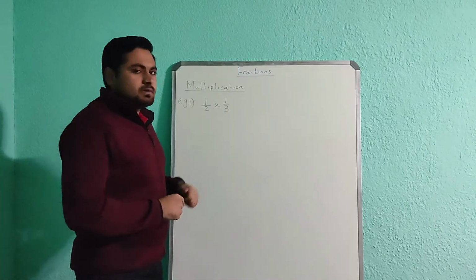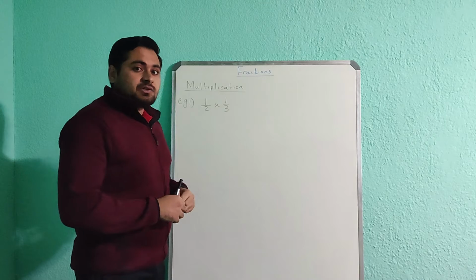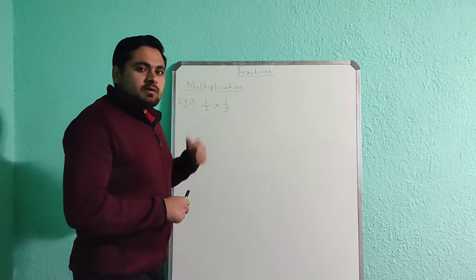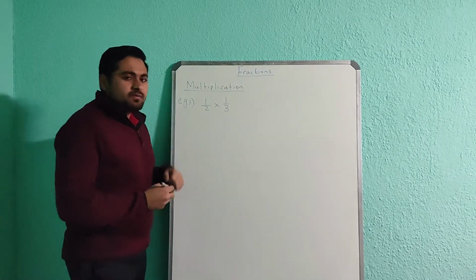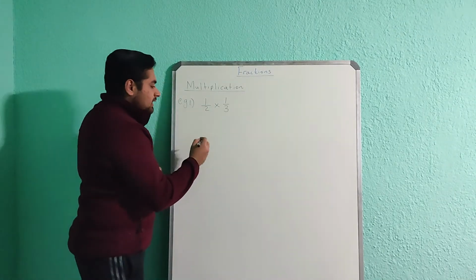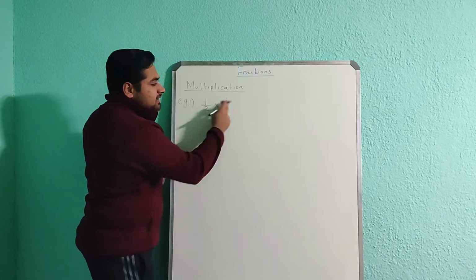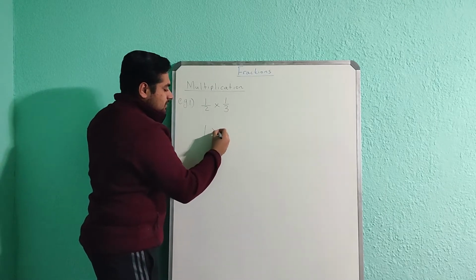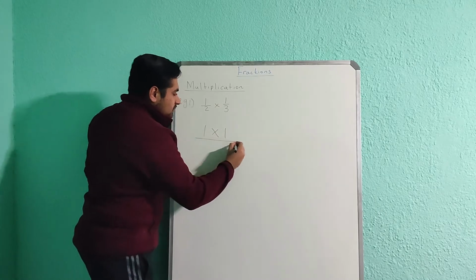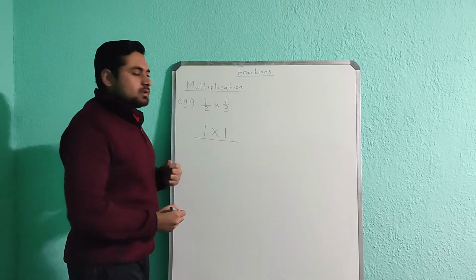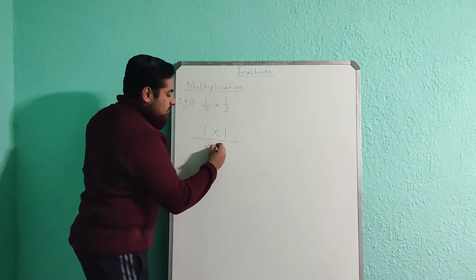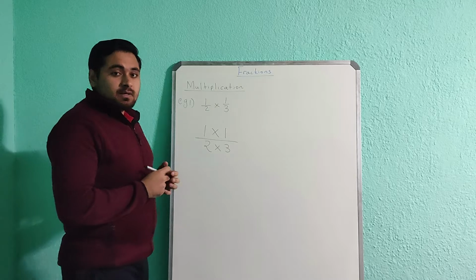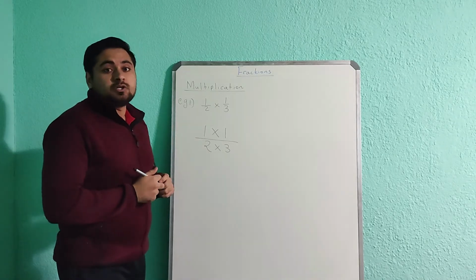So how do we solve this? Multiplication of fractions is much easier compared to addition or subtraction of fractions. In here, the first step is to multiply numerator times numerator. So we say 1 times 1, all over denominator times denominator, which is 2 times 3. And then we simply solve the numerator and the denominator.